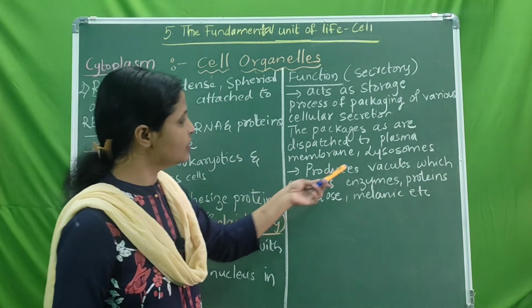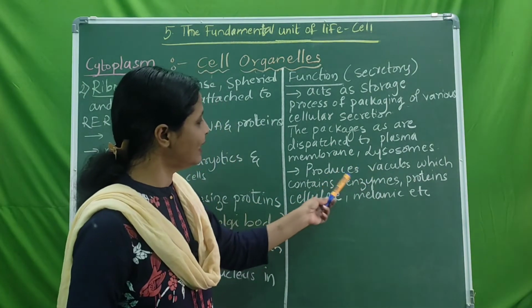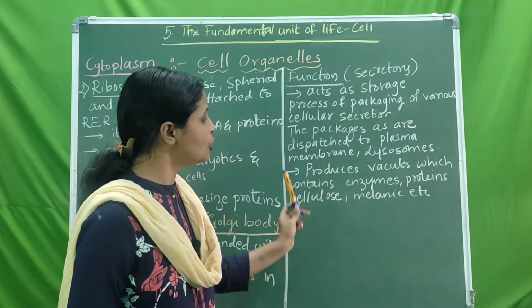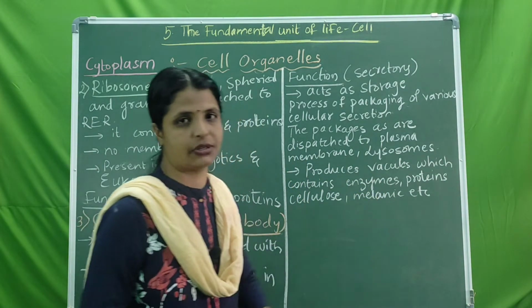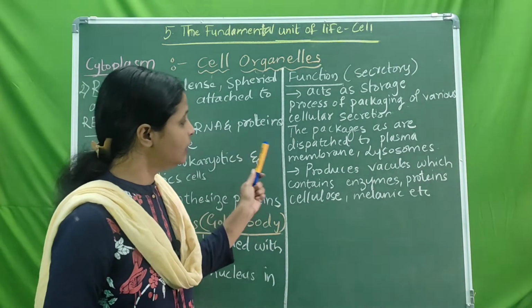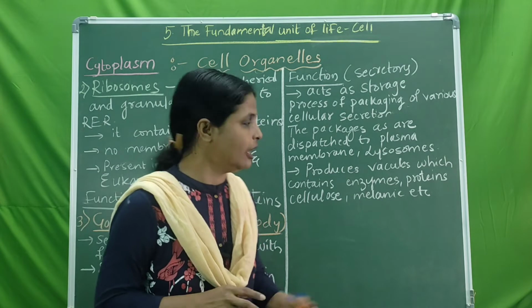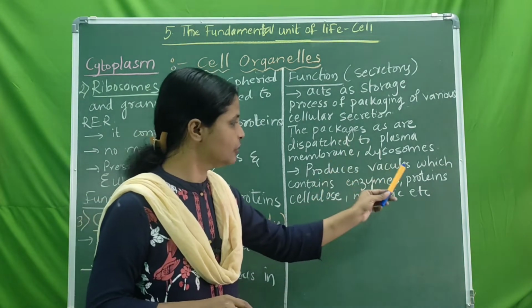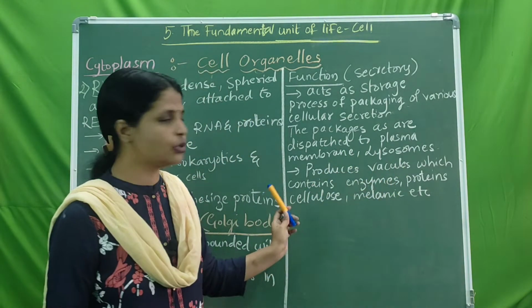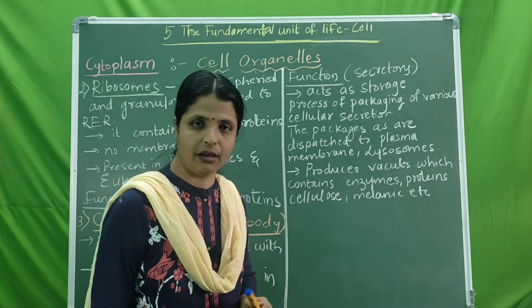Then it produces vacuoles which contain enzymes, proteins, cellulose, melanin, etc. So what is it producing? It is producing the vacuoles. So what are those vacuoles containing? Vacuoles are containing enzymes, proteins, cellulose and melanin, okay.